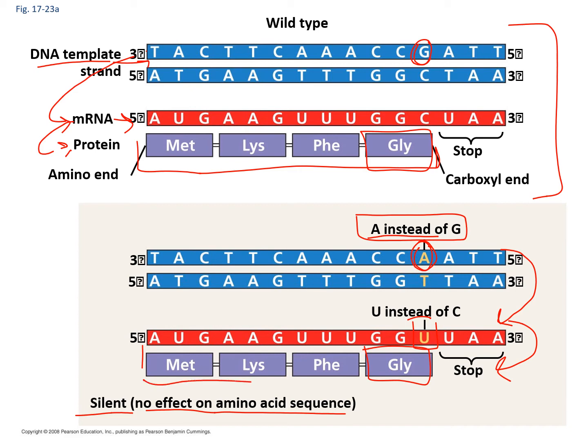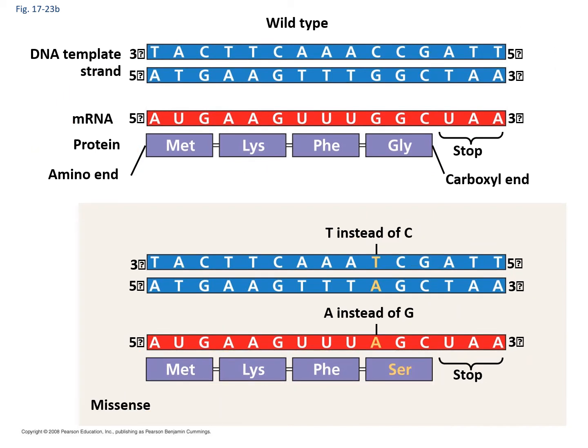The bacterial cell can produce exactly the same protein, and that protein can function exactly the same way, so the cell is completely unaffected. So this is considered a silent mutation. Here is another example of a base substitution mutation at a different location.